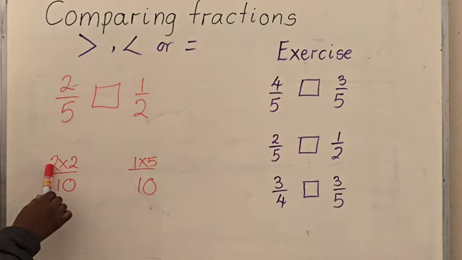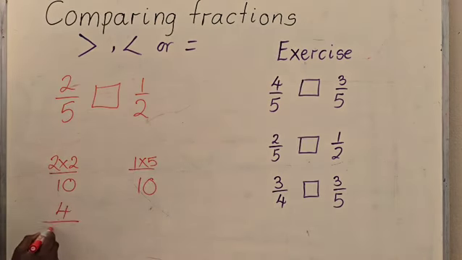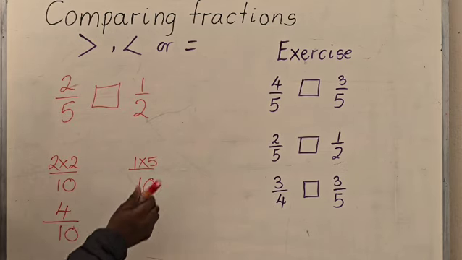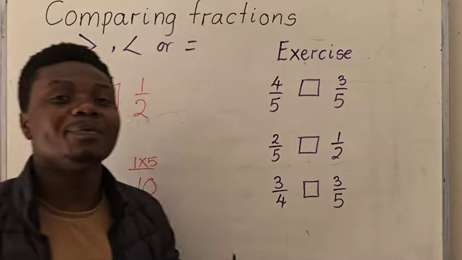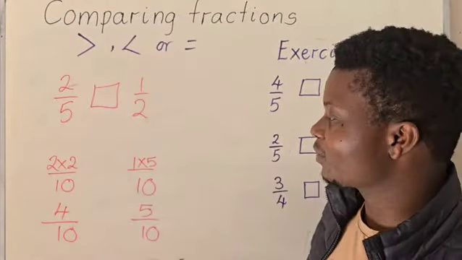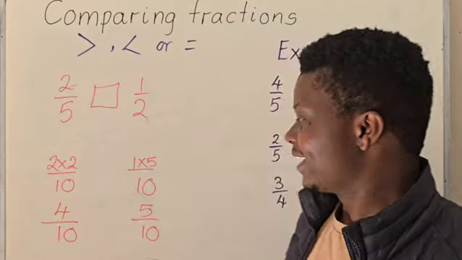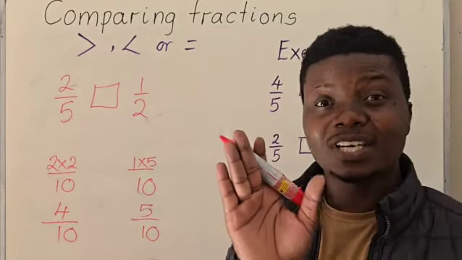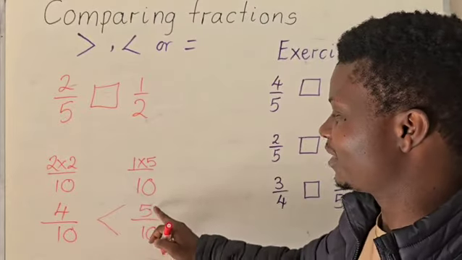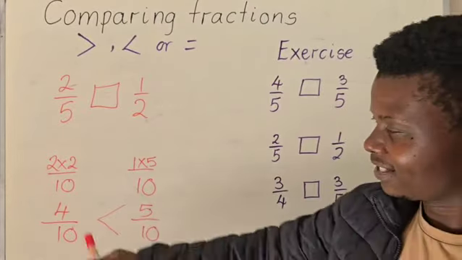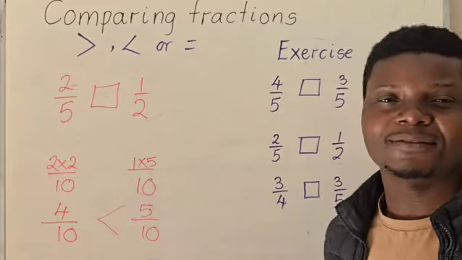Let's simplify. 2 times 2 is 4 over 10. 1 times 5 is 5 over 10. And now that the denominators are the same, we can compare the numerators. And remember, the crocodile wants to eat the bigger number. So the crocodile wants to eat the bigger number, 5. So we read this as 4 over 10 is less than 5 over 10.